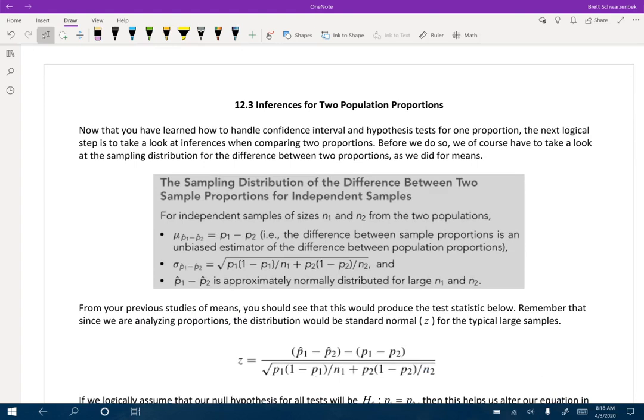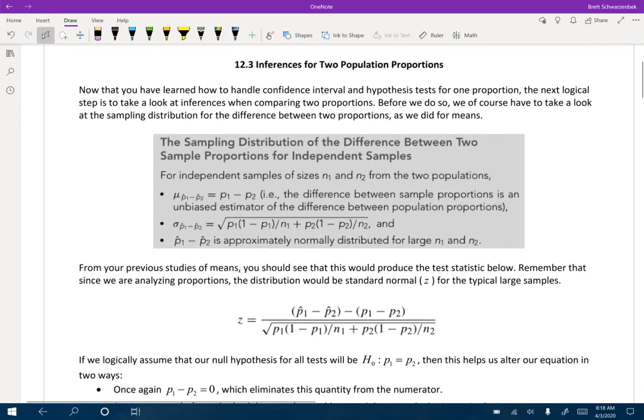We'll start with the hypothesis testing in a couple minutes. So just a note, just like we always start, we have the sampling distribution of the difference between two sample proportions for independent samples. So what is this all about?